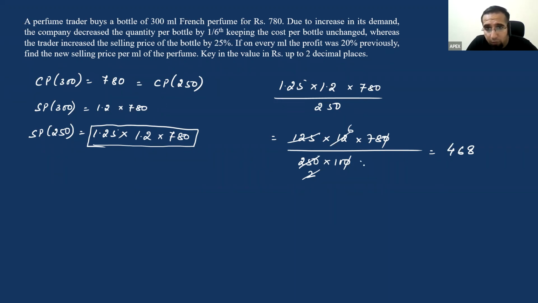Yeah, that's 1.2. No, 1.2 becomes 12 by 10 again. So 468 by 100, which will give you 4.68 rupees, will be your required answer. Right. So not a direct, they're not a difficult question, guys.